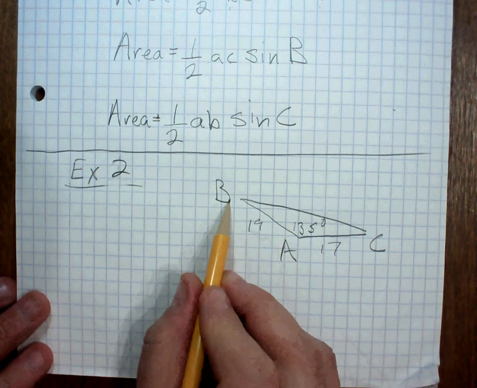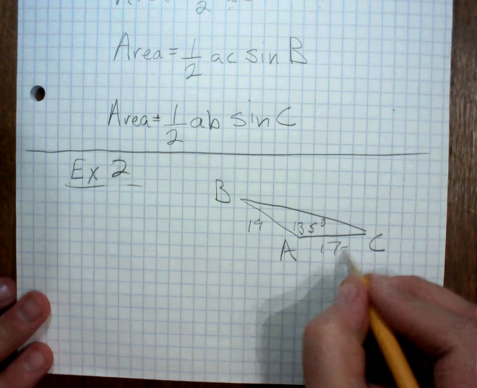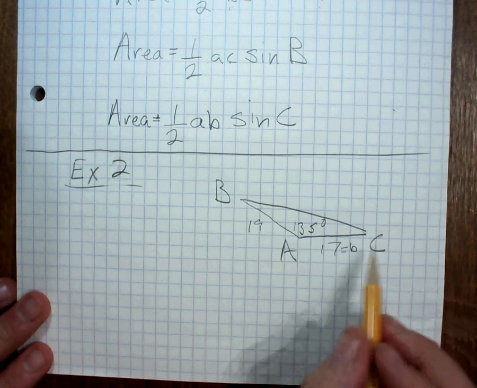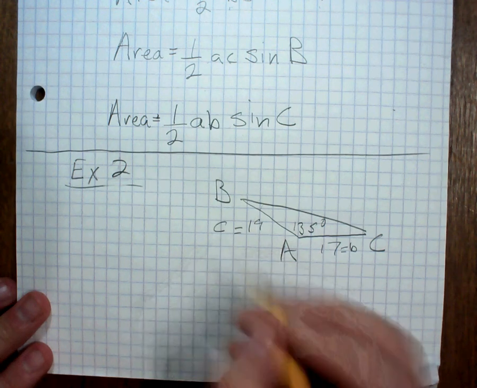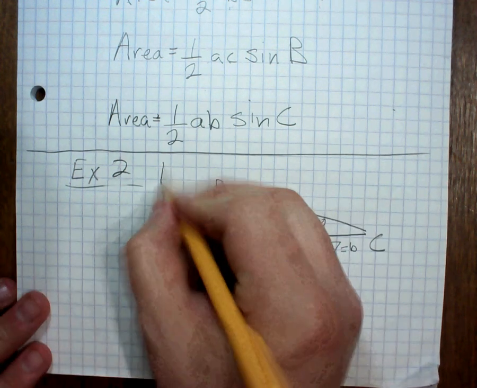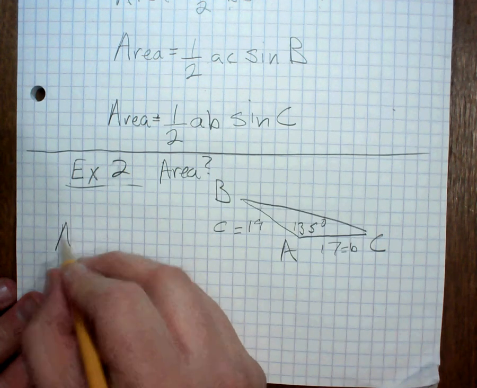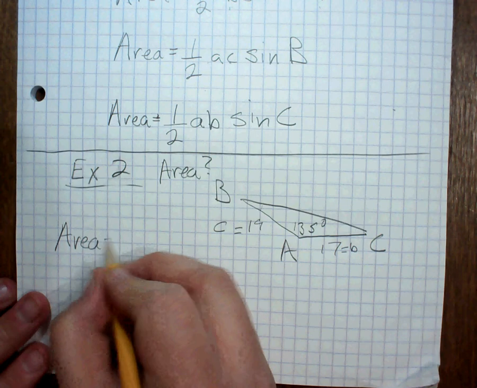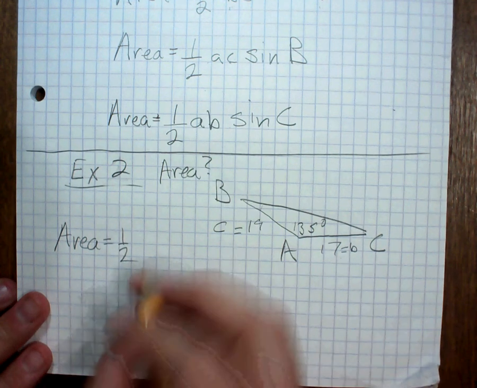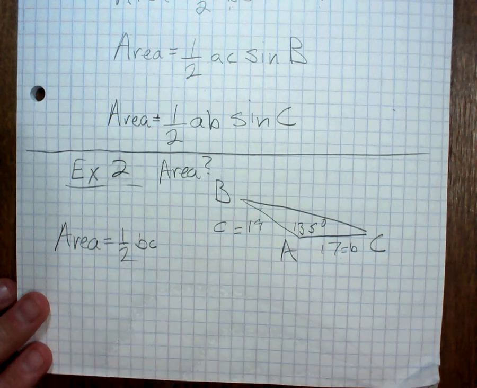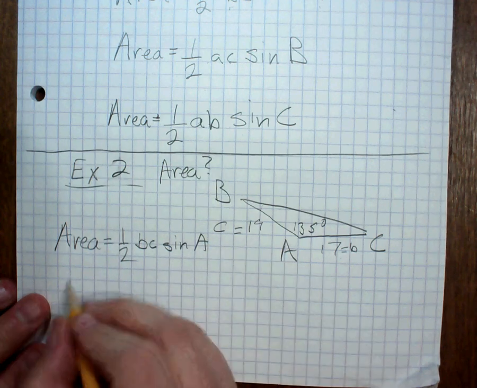So now as I look at this, this is angle B. The side opposite of angle B is 17, so that's lowercase b. This is angle C. The side opposite of C is 19. So I'm asked to find the area of this triangle. And so then the area of this is equal to 1/2 times. Now I have B and C, so I have lowercase b, lowercase c. What do I need to know the angle of? Sine of capital A.